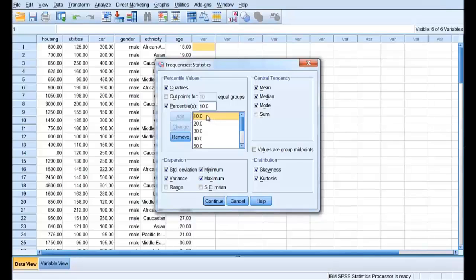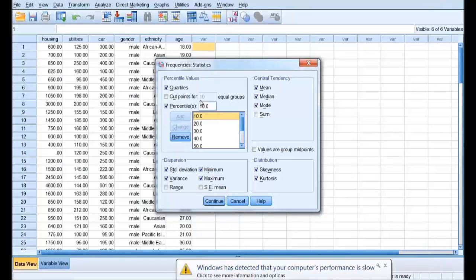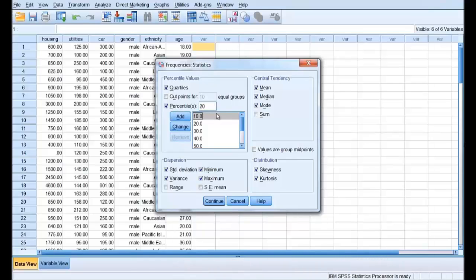So there's a certain z-score where only 10% of the scores are below that. Then once you add that 10, typing in 10 and clicking Add, put in 20 as a percentile and add that. And so you'll see a 20 appear like I have here. And once you've added that, that point is whatever score where 20% of the scores are below that.